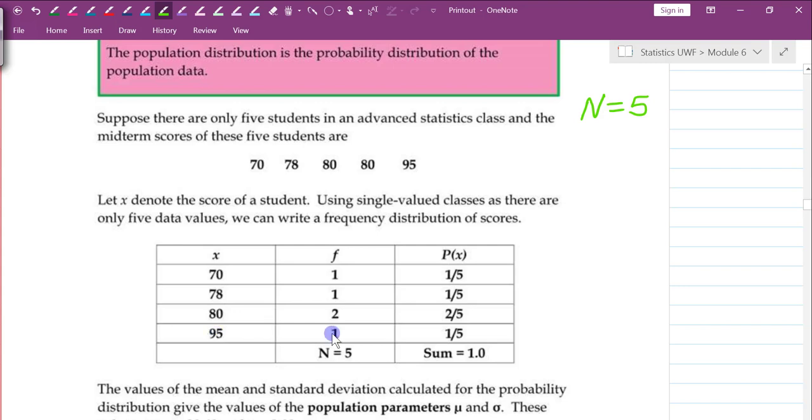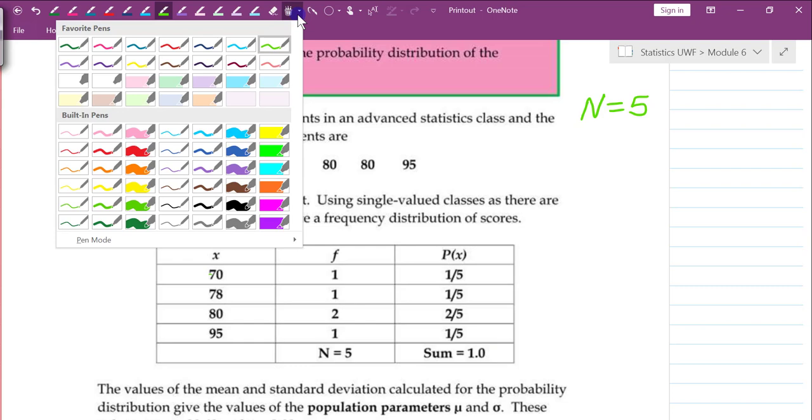So quality control check. The frequencies should sum to our population size, which is 5, and our probabilities associated with each event occurring should sum to the number 1, and it does. So that's very important that you always make sure that you do a quality control check right there and there. Okay, so let's move on just a moment.